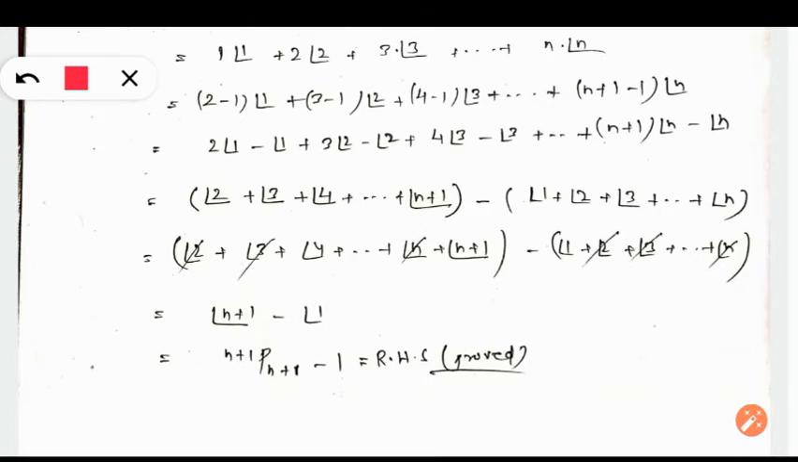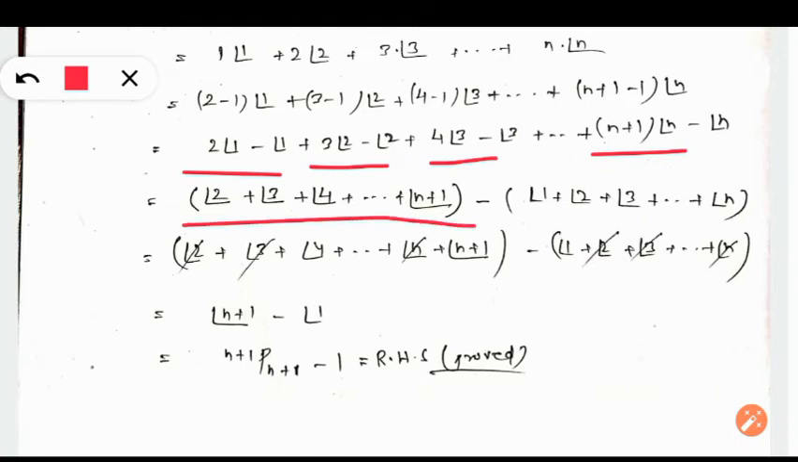Now see, what is the value of 2 into 1 factorial? I think it is 2 factorial. What is the value of 3 into 2 factorial? It is 3 factorial. What is the value of 4 into 3 factorial? It is 4 factorial. What is the value of n plus 1 into n factorial? It is n plus 1 factorial. So I have written that in one bracket.